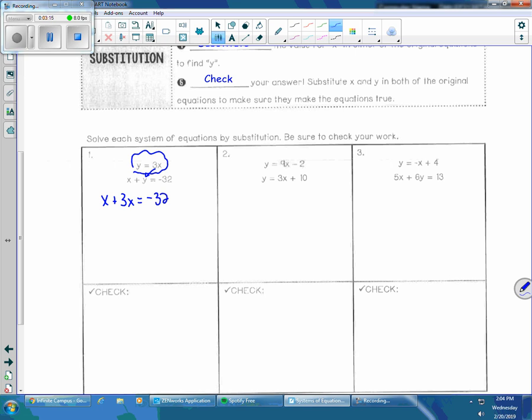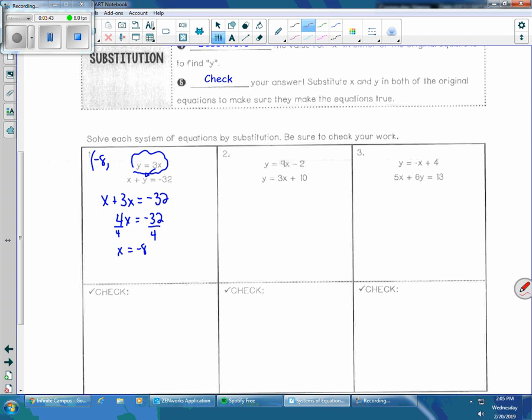So x plus 3x, that's going to be 4x, equals negative 32. Now to get the x by itself, I'm going to divide by 4, and whatever I do to the left side of the equation, I've got to do the same thing to the right side of the equation. So I know x is going to equal, let's see, negative 32 divided by 4 is negative 8. So I'm halfway to my solution. I'm going to write my ordered pair up here, and I'm going to say x equals negative 8, and I've got to figure out what y equals.